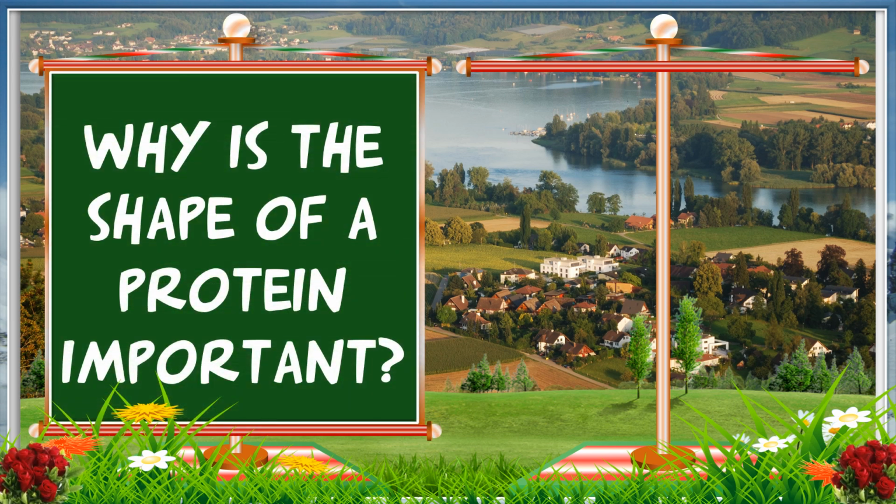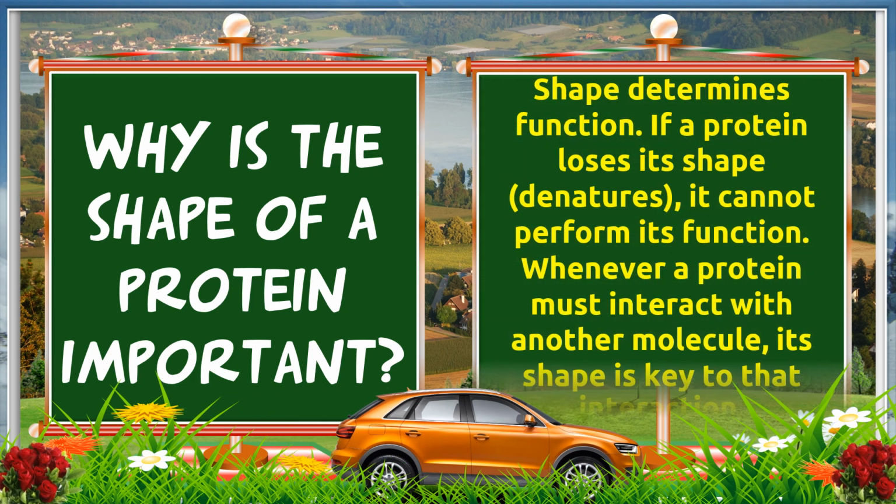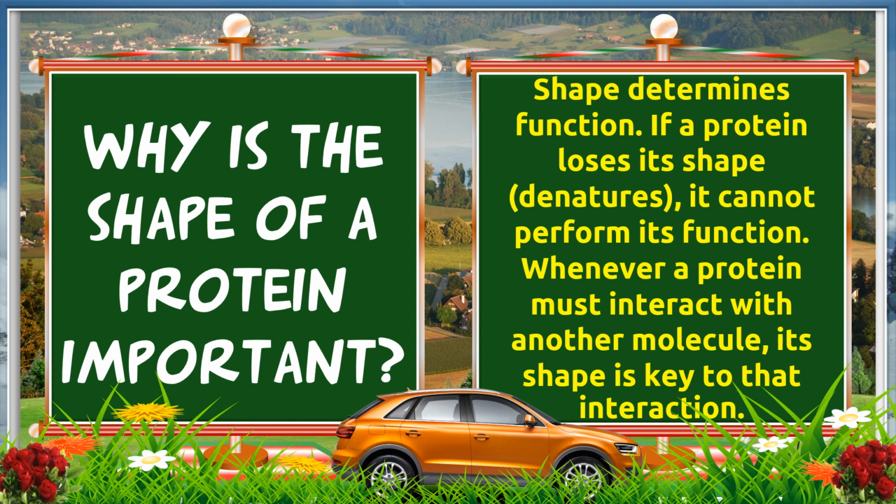Why is the shape of a protein important? Shape determines function. If a protein loses its shape, that is being denatured, it cannot perform its function. Whenever a protein must interact with another molecule, its shape is the key to that interaction.